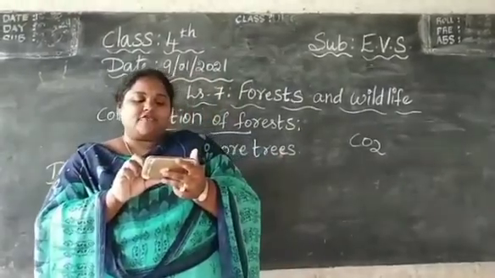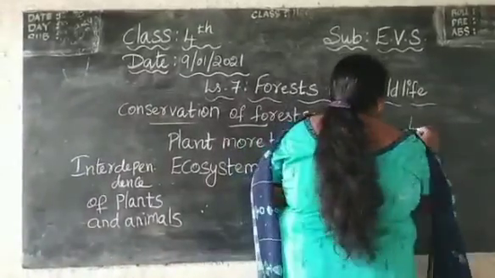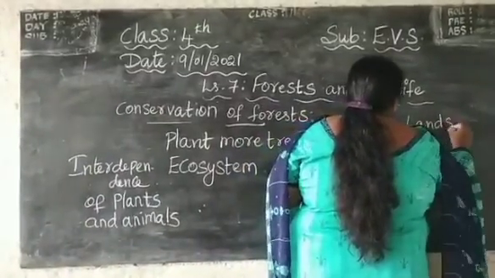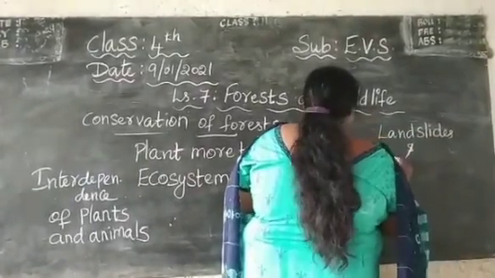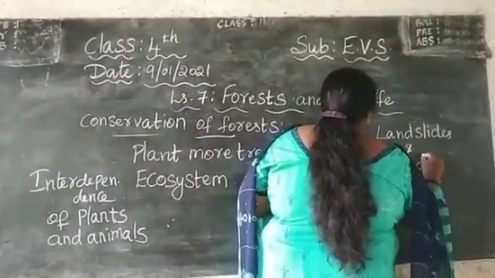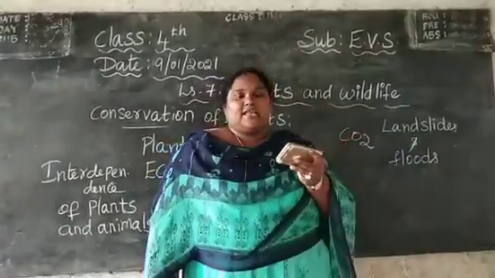Landslides and floods are frequent in deforested areas. Floods means more rains. Landslides and floods are frequent in deforested areas.